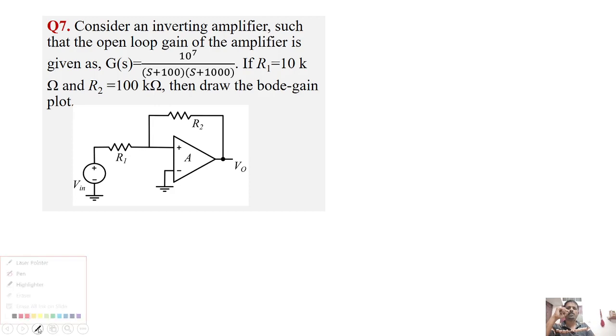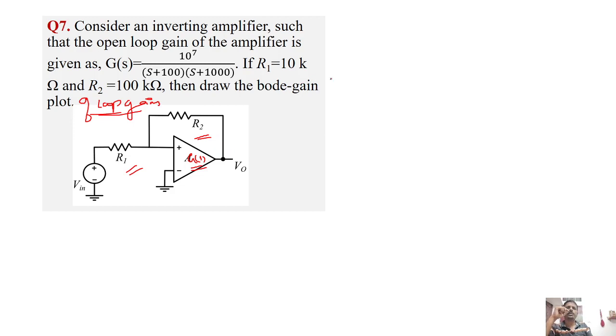So this is actually g of s. They have given what is g of s, and also given the values of R1 and R2. The question is to draw the Bode gain plot of the loop gain. Okay, it went below this image, so I'll correct it. So we just need to find the Bode plot of the loop gain.